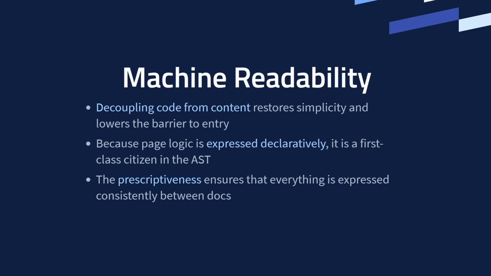Decoupling code from our content restores a lot of the simplicity that we lost when we turned our documentation into an application. Because all of our page logic, like conditionals, are expressed declaratively, they're first-class citizens in the AST. In our legacy system, conditional content is expressed programmatically in Ruby, and so it can be an if statement, it can be a ternary, or any other formulation that you can use in the Ruby programming language. But in Markdoc, it has to be an if tag, and we always know what that is, and we can statically analyze it in the AST. So the general prescriptiveness of this approach ensures that everything is expressed consistently between docs.